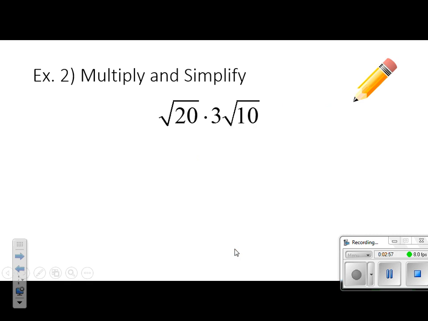This one says the square root of 20 times 3 times the square root of 10. Now, the 3 is not underneath a radical, so we're going to just leave it as a multiplier, but I'm going to put it out in front. I'm going to say that it's 3 times the square root of 20 times the square root of 10. And now, with that, I can take these two radicals and radicands and use the product property.